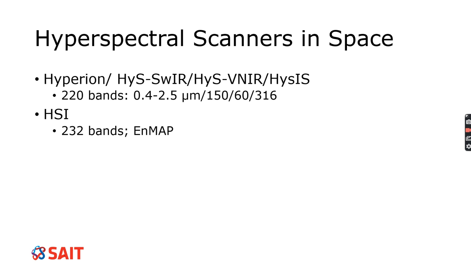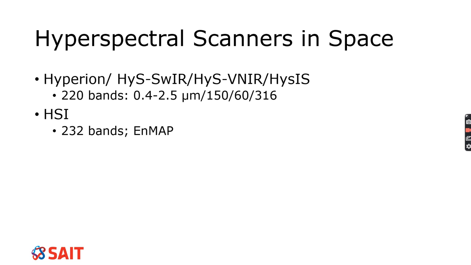Okay, some really quick hyperspectral scanners that we have in space. We have quite a few of them. Hyperion, which is the old version. Then we have the HYS SWIR, HYS VNIR, and the HYS IS. So the Hyperion was 220 bands and covered the spectrum. Now the SWIR one has 150, VNIR is 60, and the IS is 316 bands. So that's how many layers that you have to look through in your databases. The HSI, which is a different system, has 232 bands. So lots and lots of data, and they're coming from space.